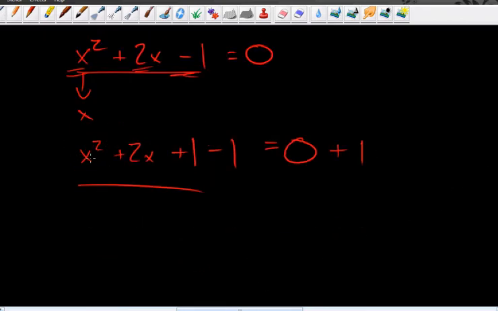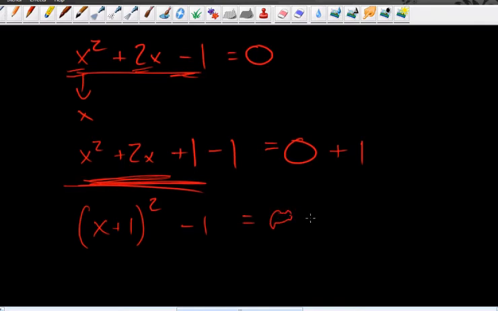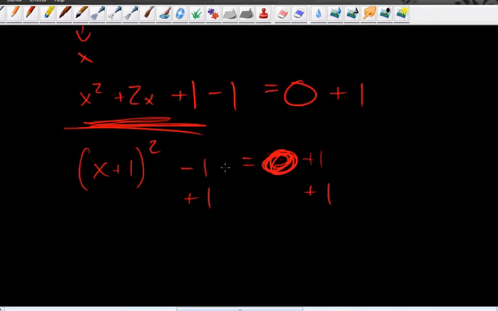The difference, though, is that now I can take my equation and factor this part of it. This is x plus 1 squared. Well, I still have minus 1 equals 0 plus 1. That was a 0. And to solve this equation, I can add 1 to both sides. So I would have x plus 1 squared equals 2.